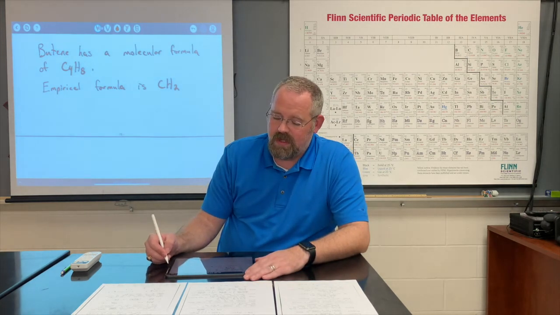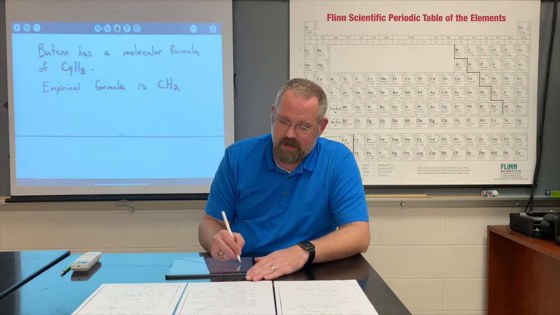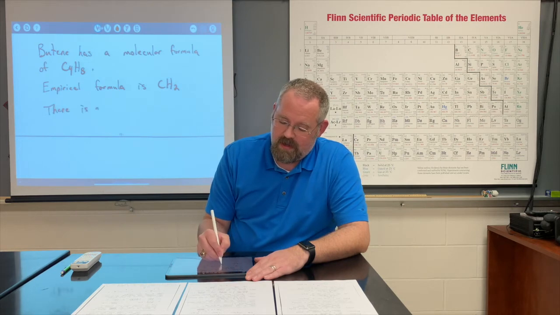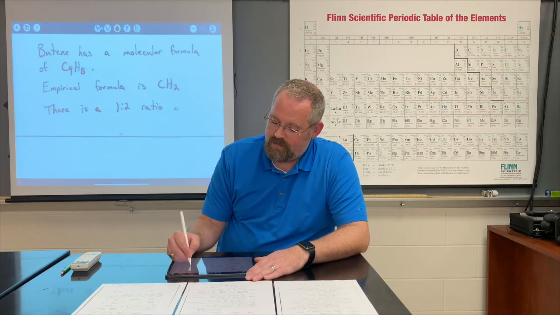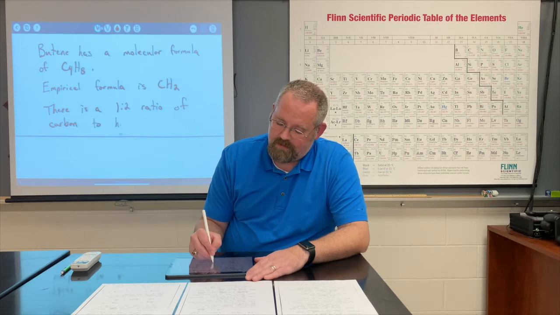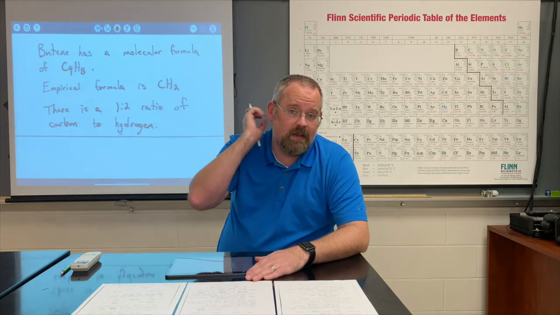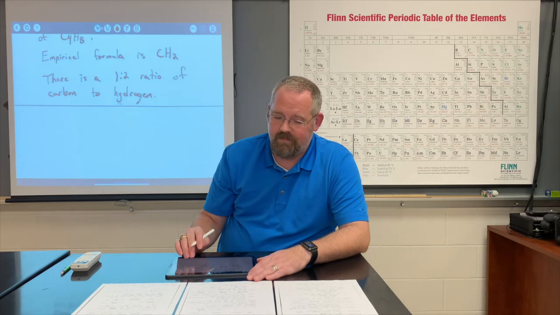Okay, so CH2 would be the empirical and C4H8 would be the molecular. That's because there is a 1:2 ratio of carbon to hydrogen. Okay, so essentially sometimes we're just finding that ratio or finding that common factor. Okay, so let's do a couple of examples of how to calculate empirical formula.